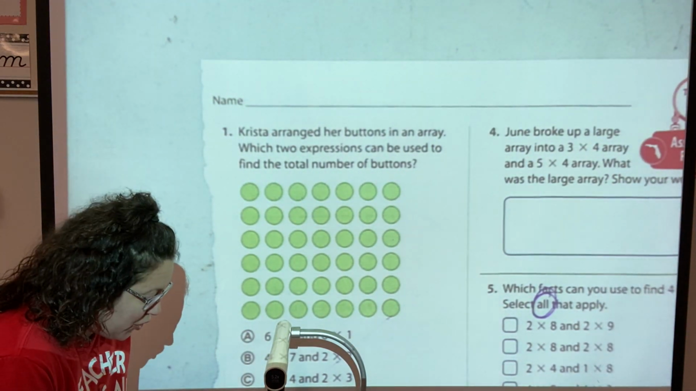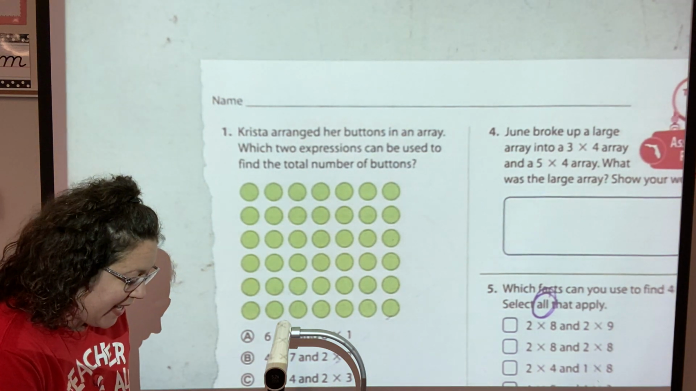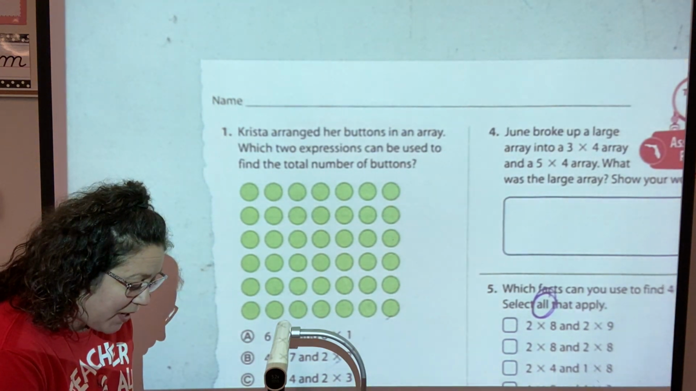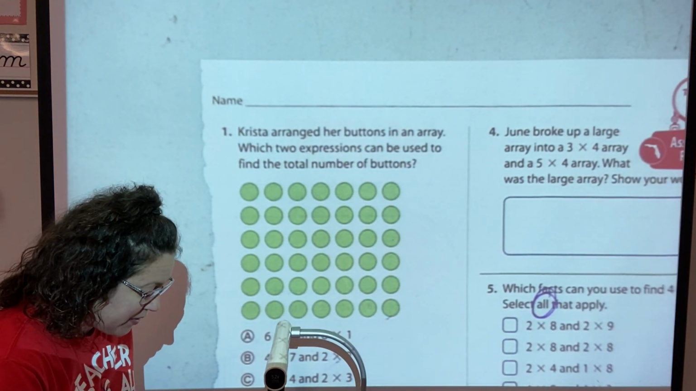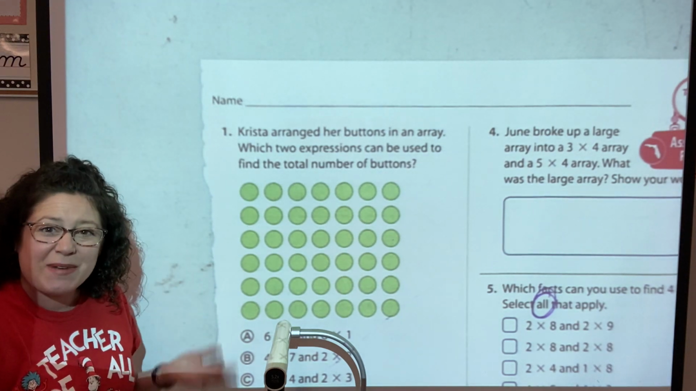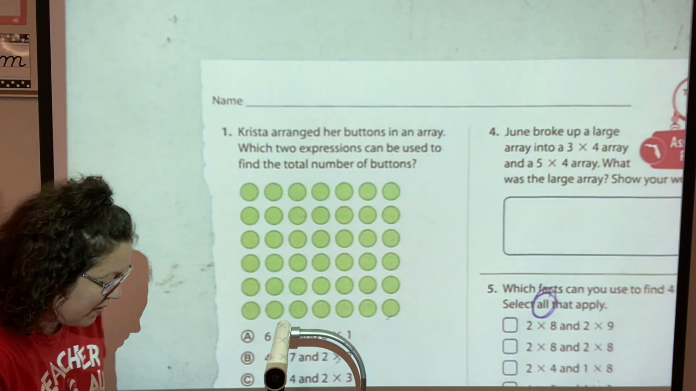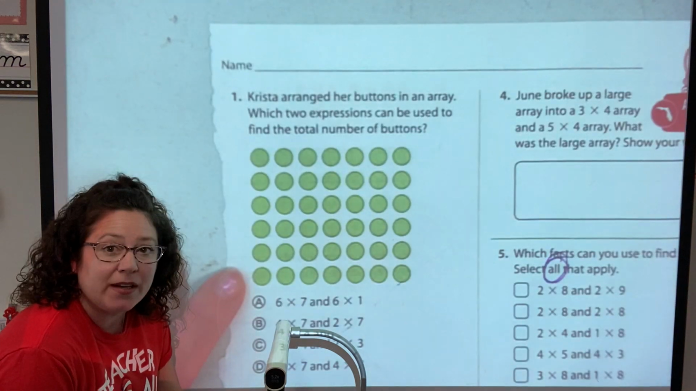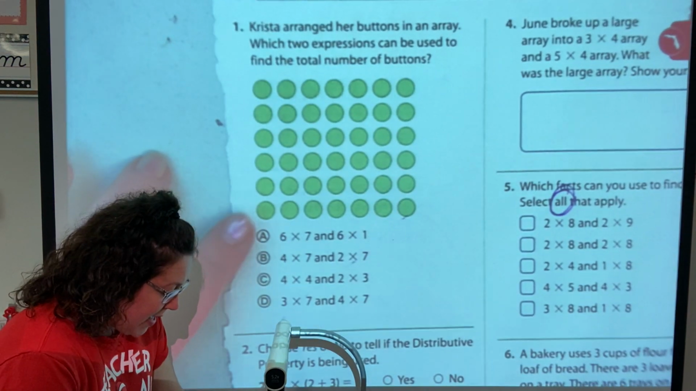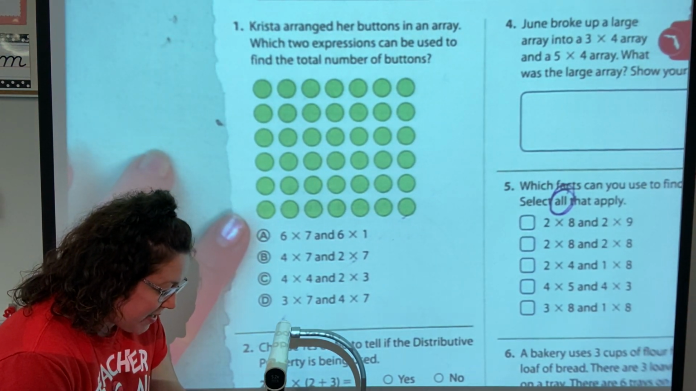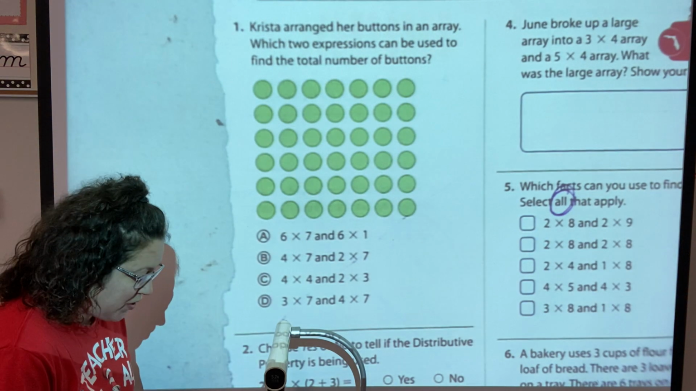Number 1, Krista arranged her buttons in an array. Which two expressions can be used to find the total number of buttons? Expressions means problem or equation. Okay, so we look down at our answer choices, and it says she arranged her buttons into an array. Which two ways could we do that?